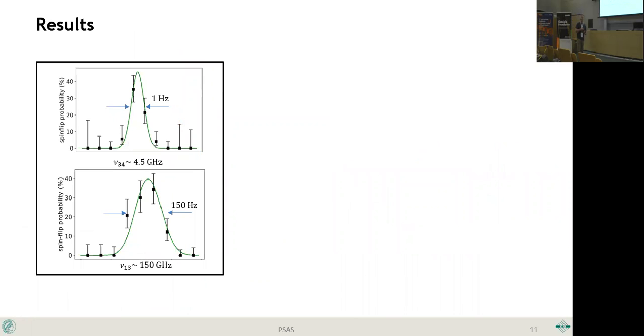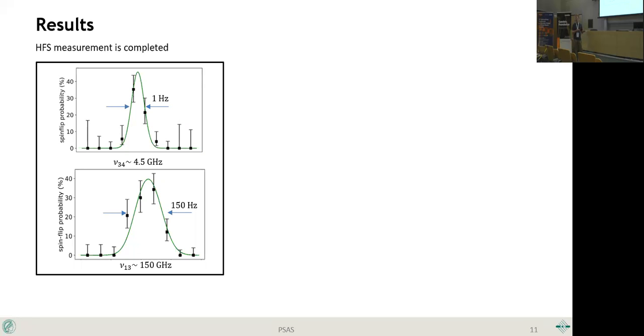So now I will actually go directly to the results. That's basically the specialities of our experiment, which I just showed. So with this, we could measure 4 transitions, 2 at this 4 gigahertz and 2 at the 150 gigahertz. And you can see here that the 4 gigahertz transitions have a width of about 1 hertz, while this is at about 150 hertz. So actually the relative width here is a bit better, which is due to those transitions being a bit less dependent on the magnetic field. So this width is essentially limited by our magnetic field determination of the cyclotron frequency.